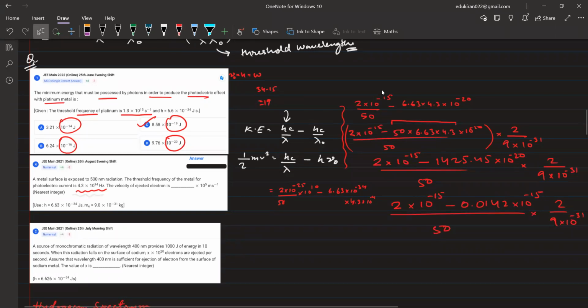No, sir. It is minus 20, so we moved 5 places here, right? We did it correctly, right? Yes, sir. Okay, so we can do 2 minus 0.0142 is equal to 1.98 upon 50 into 10 to the power minus 15. We took minus 15 common from both, into 2 upon 9 into 10 to the power plus 31. How much will this become?